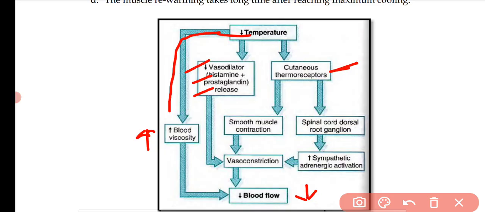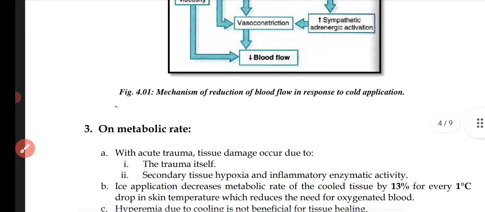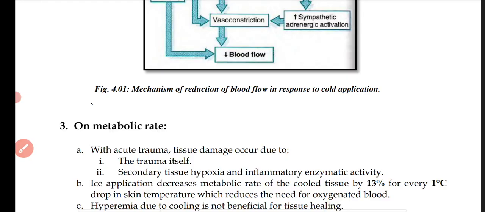On the cutaneous thermoreceptor, it occurs in two phases: the smooth muscle contraction and the spinal cord dorsal root ganglion. Here, the smooth muscle contraction occurs, also the vasoconstriction, and the vasodilator also occurs vasoconstriction. And next one is the spinal cord dorsal root ganglion, which is the sympathetic, increase the sympathetic adrenergic activation. This one is the mechanism of reduction of blood flow in response to the cold application.